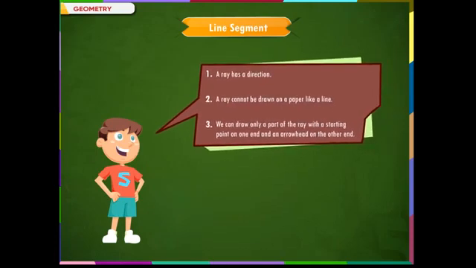Remember, 1. A ray has a direction. 2. A ray cannot be drawn on a paper like a line. 3. We can draw only a part of the ray with a starting point on one end and an arrowhead on the other end. The floor, the wall and the blackboard are all having plain flat surfaces. These are some examples of plane.